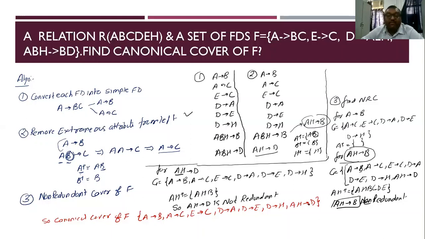The first step is to convert each FD into a simple FD. Second, remove extraneous attributes. And third, find the non-redundant cover. Because whenever you do any changes, you have to check whether it is redundant or not redundant. We just checked over here, and we got that AH determines B is redundant, but AH determines D is not redundant. So I hope now all of you understand the method to find the canonical cover of F.